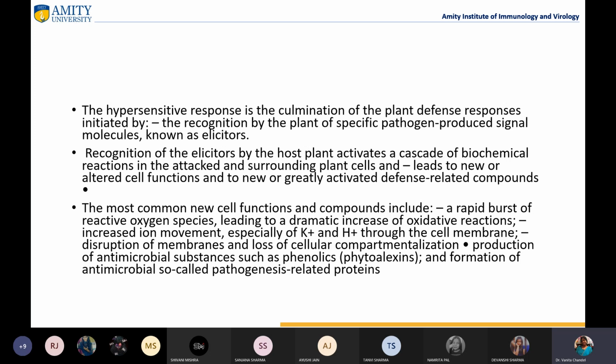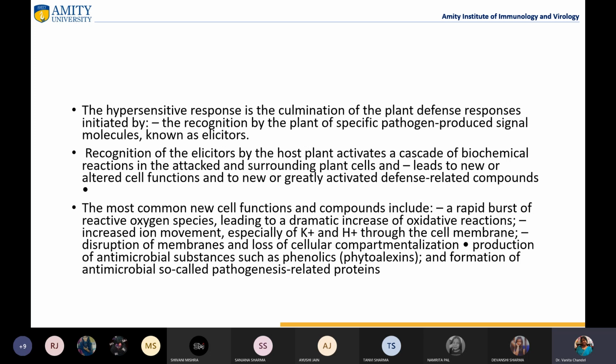in the attacked and surrounding plant cells, which leads to new or altered cell functions, and to new or greatly activated defense related compounds. Now the most common new cell functions include a rapid burst of reactive oxygen species. Again, this will lead to increased oxidative reactions, increased ion movements, especially of potassium and hydrogen ions through the cell membrane, and disruption of membrane and loss of cellular compartmentalization, right?